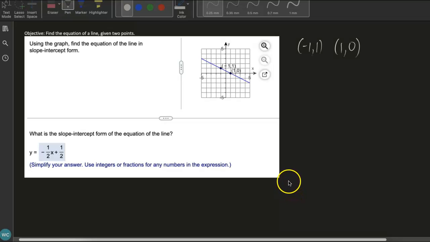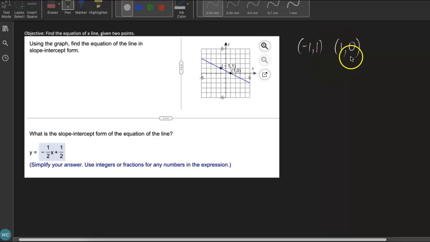In this example, we're going to use 2 points to find the equation of a line, and then we're going to make sure that we're writing it in slope-intercept form. So the 2 points are labeled here on the graph, and if you can't clearly see them, you could use this pop-out feature or the zoom-in feature to see them a little bit better on your screen.